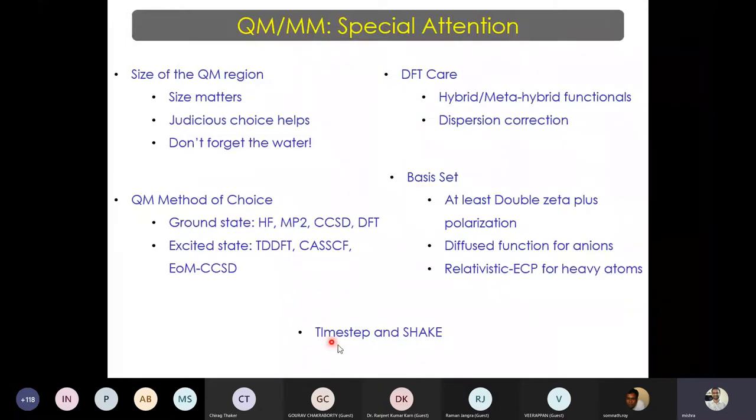But in case of QM/MM, since your QM region will have hydrogens, which are treated quantum mechanically, and they are going to evolve during your simulation, you can choose whether you want to put SHAKE in your QM region or not. You can still keep SHAKE in your MD region, the classical region, but check carefully whether you can leave out the SHAKE within the QM region. And if you are leaving out the SHAKE, then make sure that the time step is at least 1 femtosecond, and 0.5 femtosecond is even better.